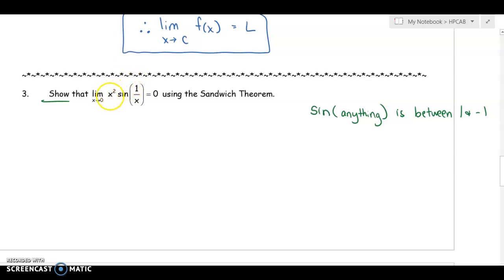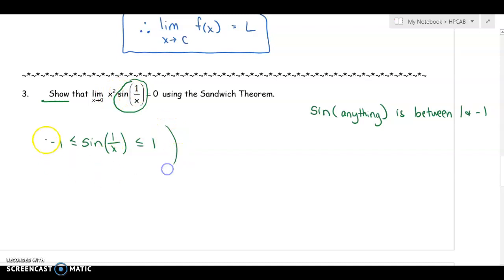All right, so there is an x squared out in front. We'll deal with that in a second. But the sine of anything, so in this case, the sine of 1 over x has to be greater than or equal to -1, less than or equal to +1. However, we're not just doing the limit of sine of 1 over x, we're doing the limit of x squared times that.